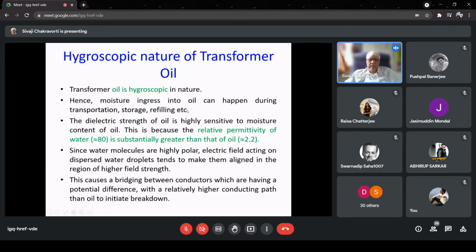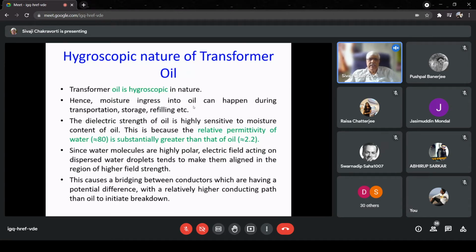There is one important aspect to transformer oil. We say that it is hygroscopic in nature. Now, what is hygroscopic? Hygroscopic means that if you keep the transformer oil in air, it will absorb moisture from air. You don't have to do anything. You just keep it in air, it will absorb moisture. That's called hygroscopic. Anywhere this oil comes in contact with atmospheric air, this will happen.